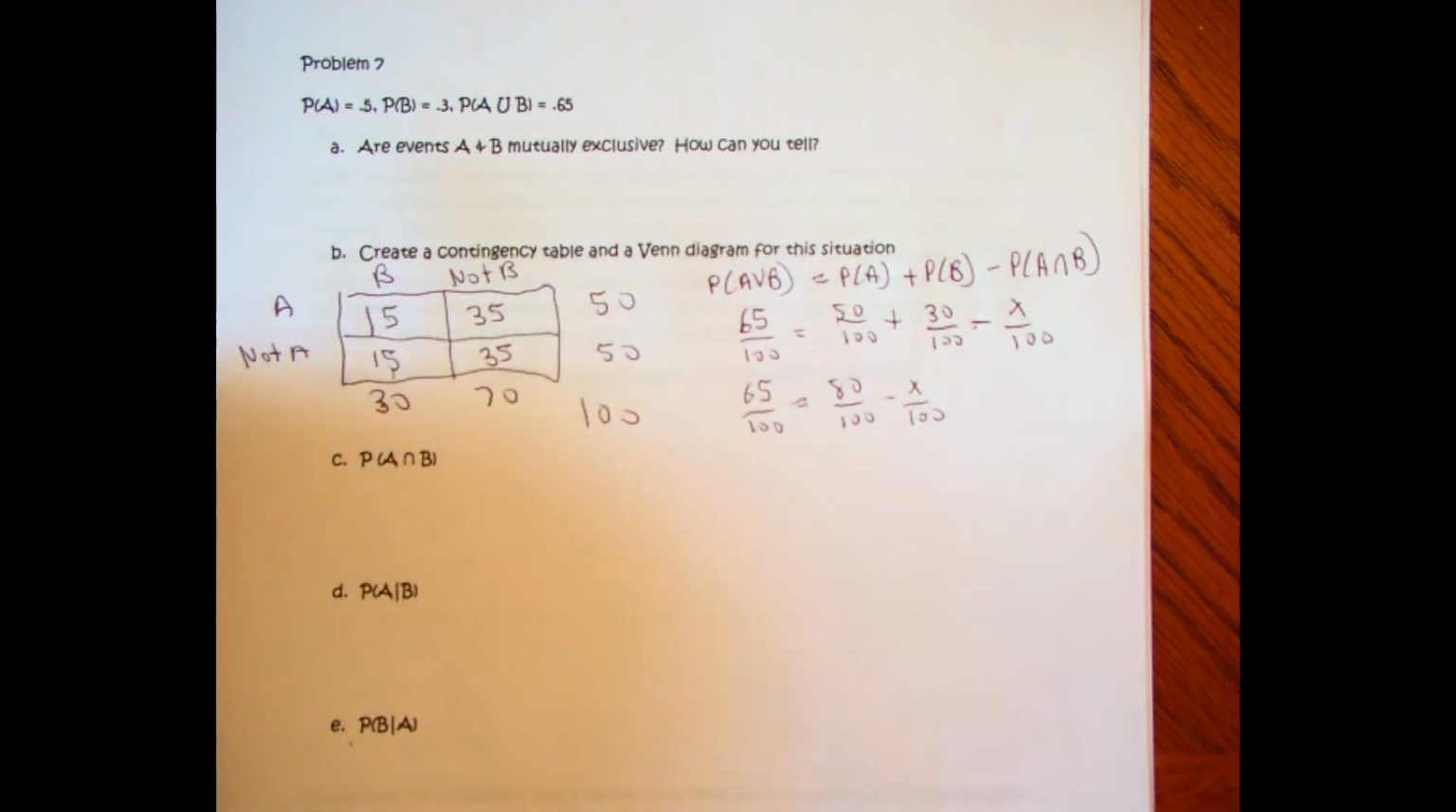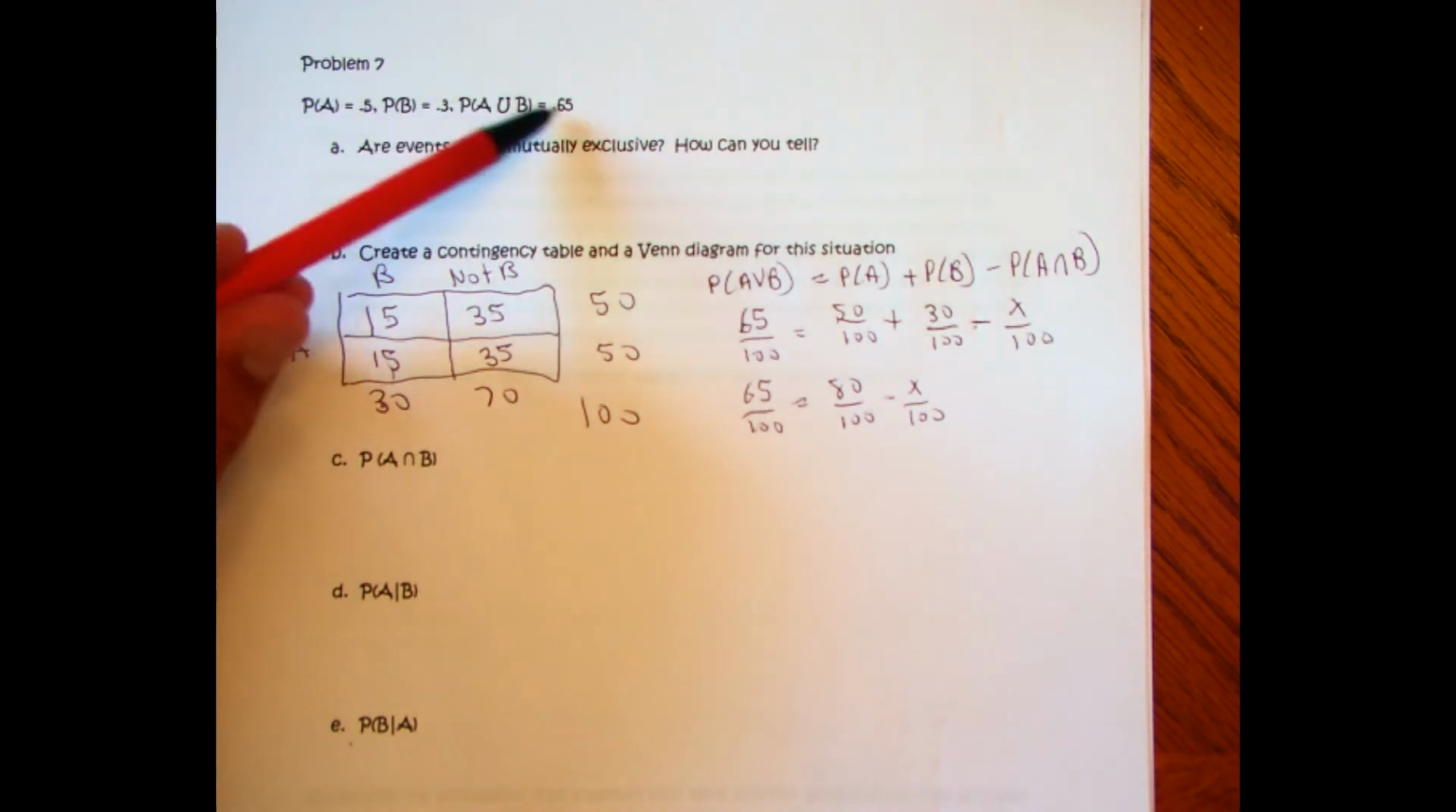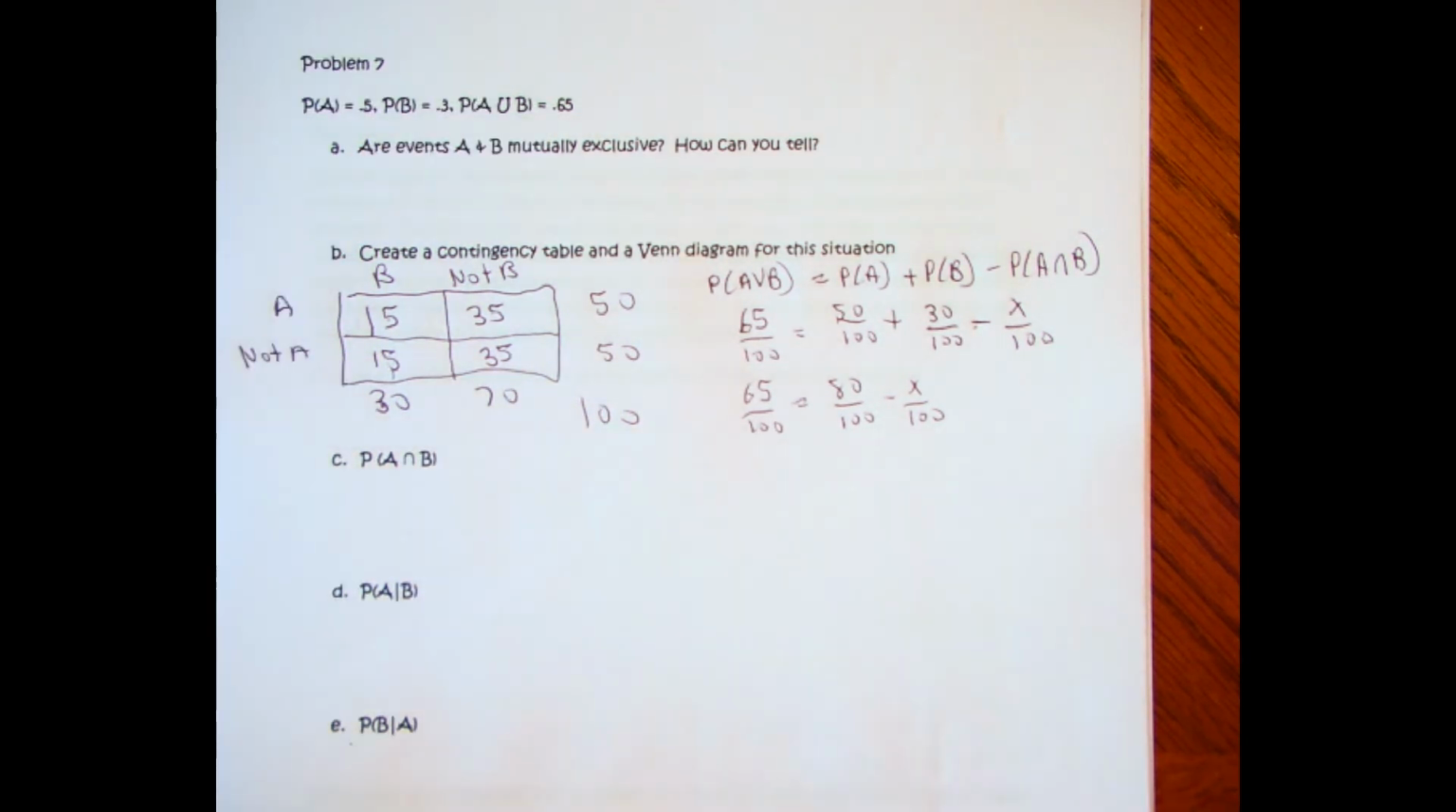So I think we answered this question. Are A and B mutually exclusive? Well, the answer is no. If they were, A plus B would equal A or B. This would equal 0.8, but it doesn't. So there must be some overlap there.